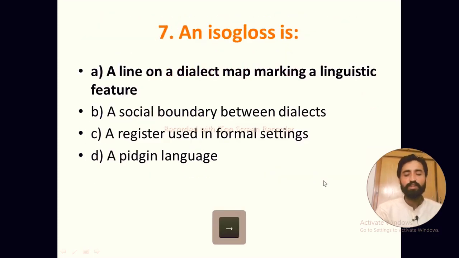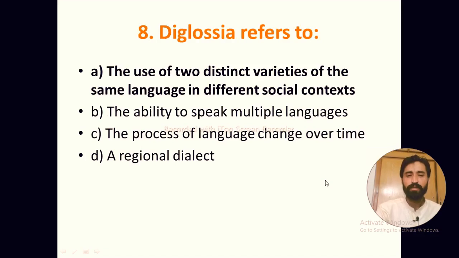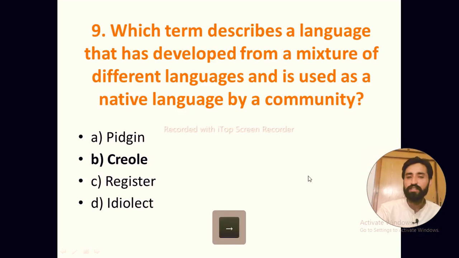The next one is, what is an isogloss? An isogloss is a line on a dialect map marking a linguistic feature. We've already discussed it as well, and I hope you all are remembering them one by one. Then diglossia. Diglossia is the use of two distinct varieties of the same language in different social contexts. Again, isogloss and diglossia both are related to each other.